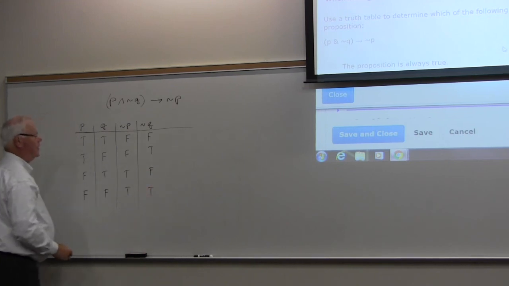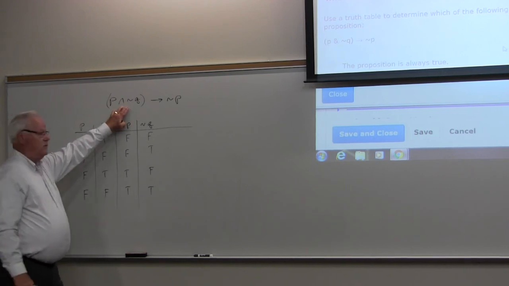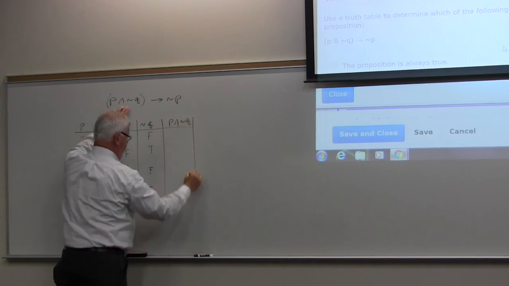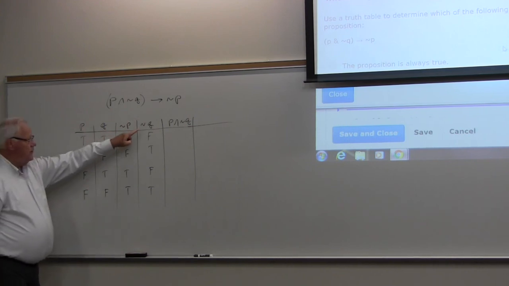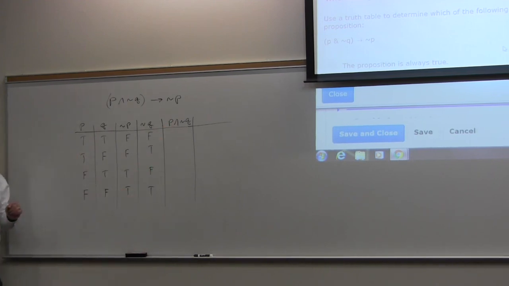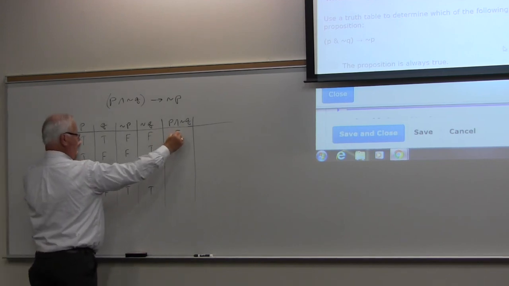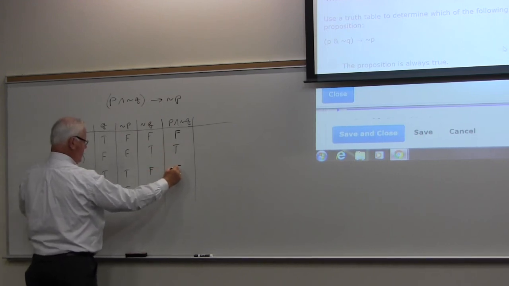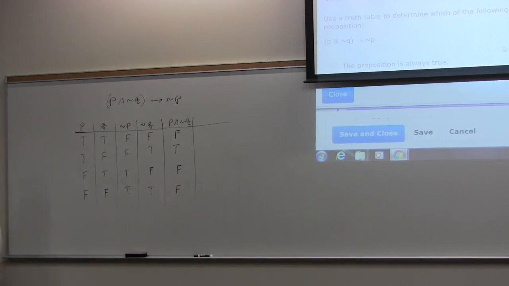false, true. Now what I normally do is I take and break this down. So I want to look at the P and not Q. So now I'm looking at this column and this column, the first and the fourth. And it's an and statement, so I know that an and statement's true only when both are true. Well, here one of them is false. Here they're both true. Here they're both false. And here at least one of them is false. So that's the P and not Q column.